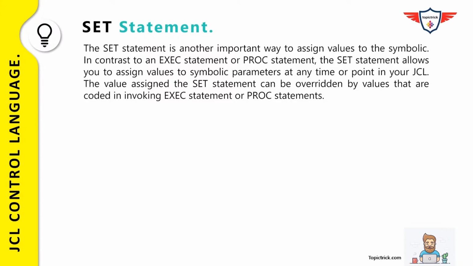The set statement is another important way to assign values to the symbolic parameter. In contrast to a proc statement that assigns default value or a procedure invoking execute statement that provides runtime value, the set statement lets you set the value of symbolic parameter at any point or time within your JCL. But remember, the set statement value can be overridden by any value that is assigned in a subsequent proc or execute statement in that job.